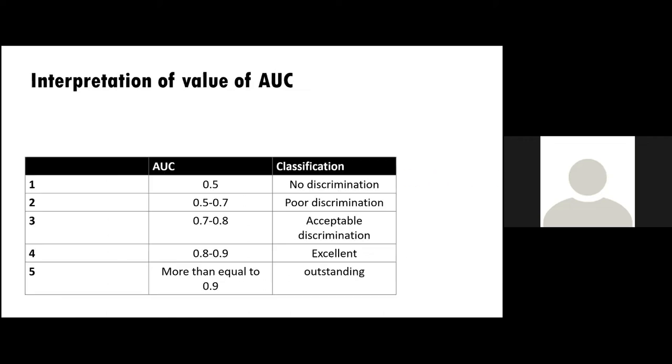So the interpretation of this area under the curve is, if it is 0.5, then it has no discrimination. Like we saw, along the diagonal line, an area under the curve of 0.5 represents no discrimination. If it is up to 0.7, it has poor discrimination. For the test to be acceptable, it should have a value of more than 0.7. If it is more than 0.8 but up to 0.9, it is excellent. And more than or equal to 0.9 is outstanding. So this is the interpretation of the value of the area under the curve.